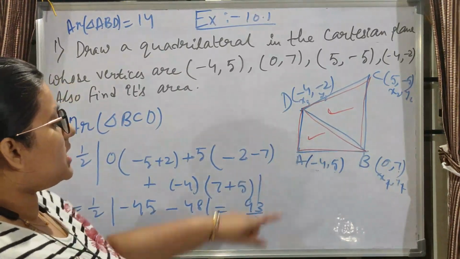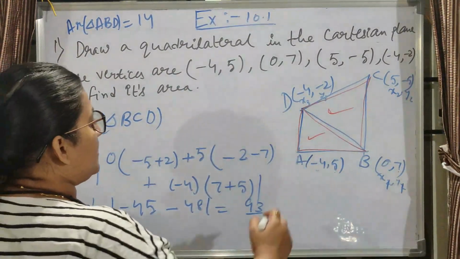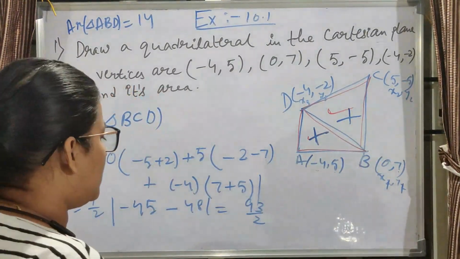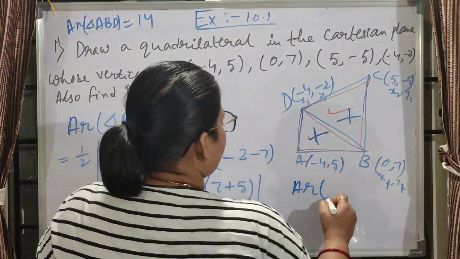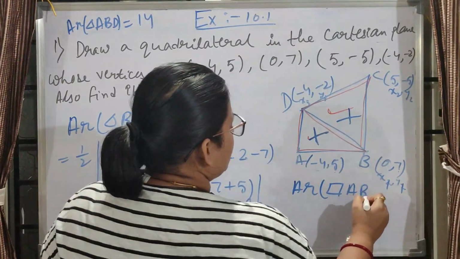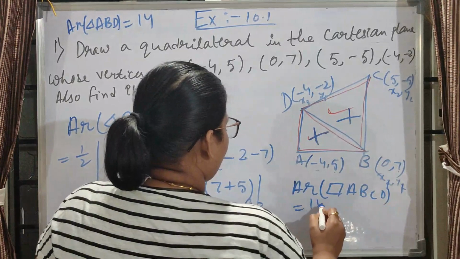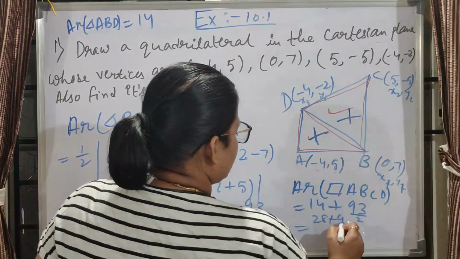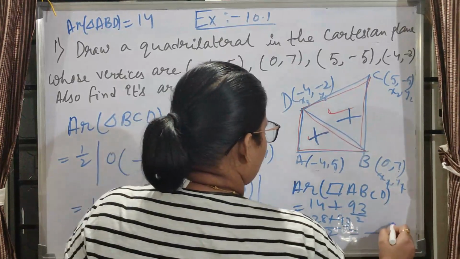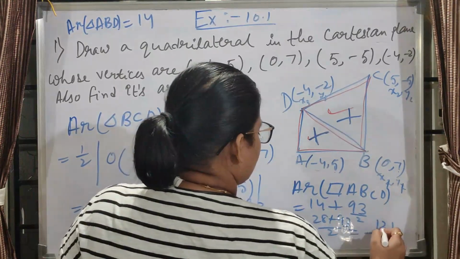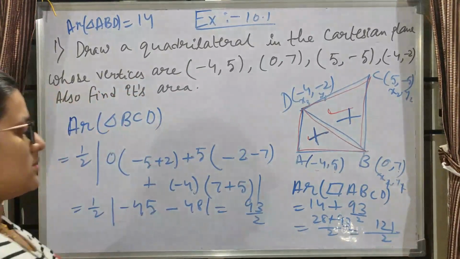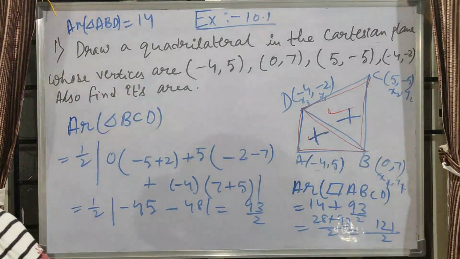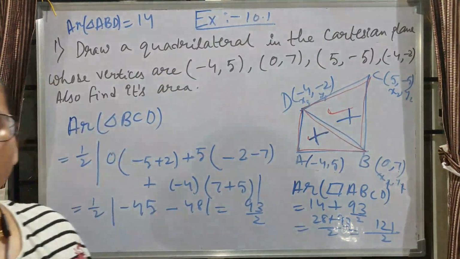Now the area of quadrilateral ABCD is this area plus this area, these 2 areas added. So the area of quadrilateral ABCD is equal to 14 plus 93 by 2, that is 28 plus 93 by 2, which is 121 by 2. You can convert it into decimal if you want. Okay, we'll move to the second problem.